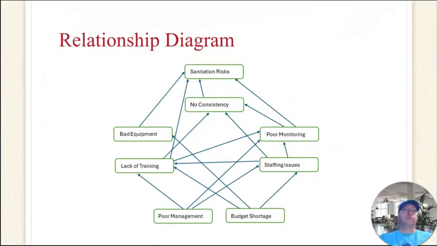Next up, we have the relationship diagram. This diagram helps identify problems that cause other problems. It's kind of like the 5 why analysis. It also helps you show some cause and effect instances so you can find out the root cause and helps for continuous improvement in your process. As you can see, we have poor management on the left bottom. Those arrows could lead to staffing issues or poor monitoring or lack of training. Ultimately, lack of training could lead to poor monitoring, no consistency. All these eventually lead to poor sanitation.